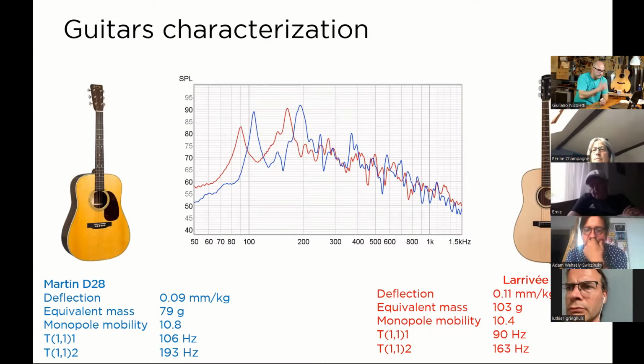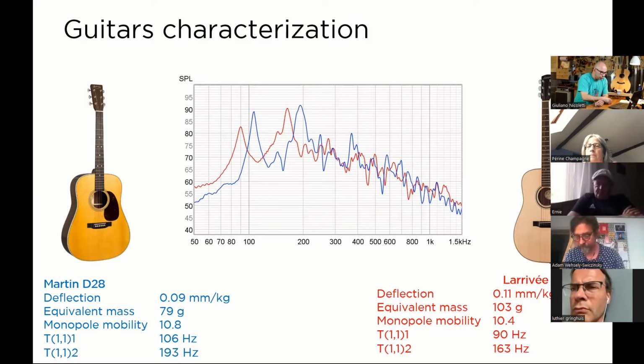If you see from the outside, this is the same guitar, but in reality, the Martin T28 has 79 grams of equivalent mass, and the Larivée 103. It's a big difference, and the frequency response is completely different. We are at 106 and 90 hertz on the Larivée, and in fact, this is due to the weight of the mass. As we say, you increase the weight, you lower the frequency of the modes.